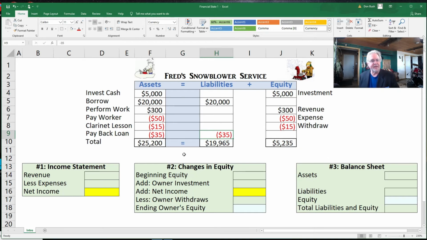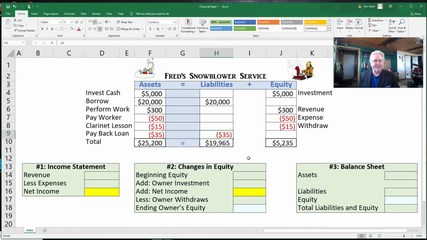There we go. So we have all of our transactions complete. We are done here, and it would be a great idea to make sure that this accounting equation balances. It's always good to double check before you go on. So on the left we have 25,200. On the right we have 19,965 and 5,235. And I would bet you anything that if we added those two numbers together, it would equal 25,200. And it looks like it does. Okay, we'll find out when we do our financial statements.